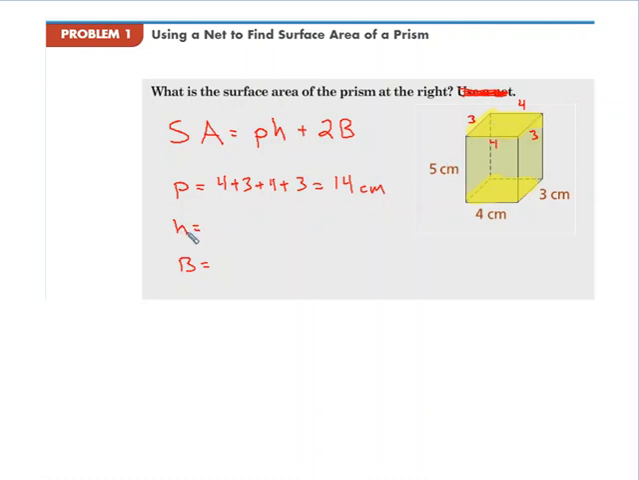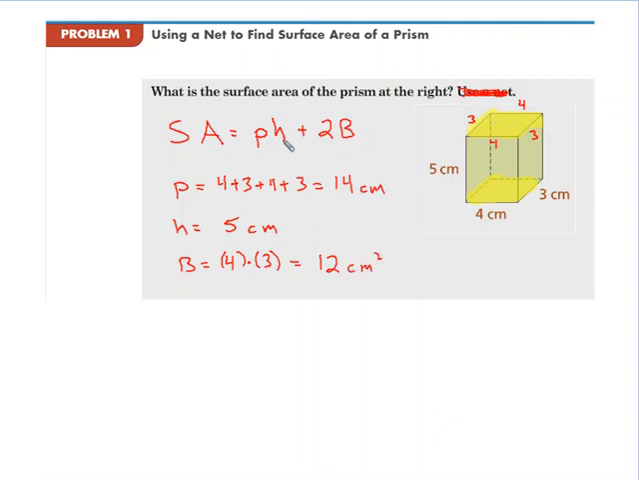H refers to the height of the prism, which is always the distance between the two base shapes. So the distance between the two rectangles, the two yellow rectangles, is this 5. Okay, and so there's nothing to calculate there. That's just from the picture, 5 centimeters. And now the capital B refers to the area of the base shape. So again, we're looking at the yellow rectangle. And for a rectangle, we remember that the area is length times width. And so this is just going to be 4 multiplied by 3, which makes 12 centimeters squared.